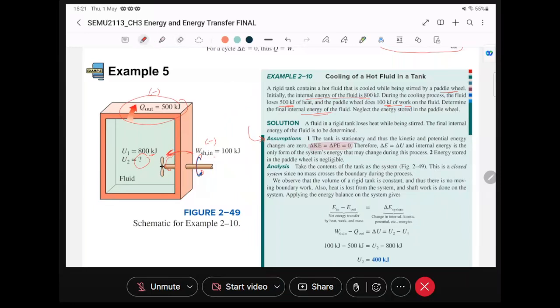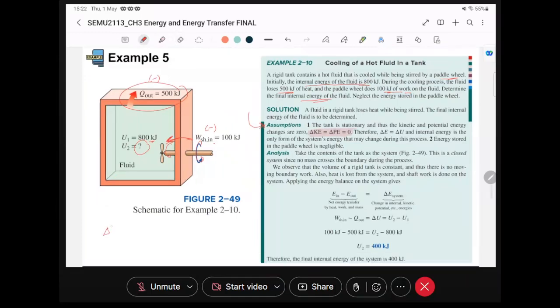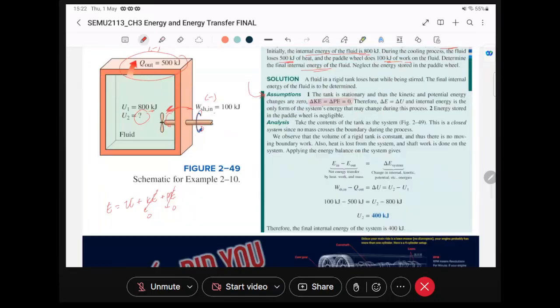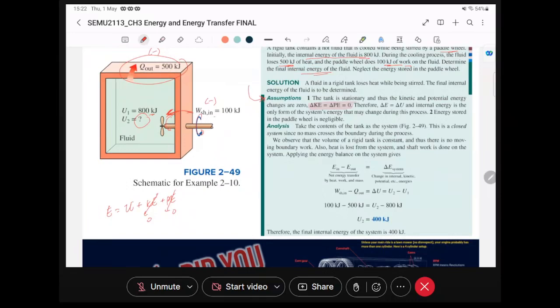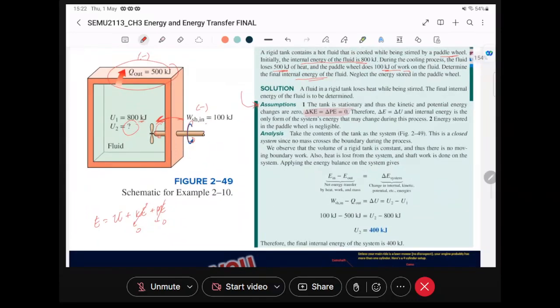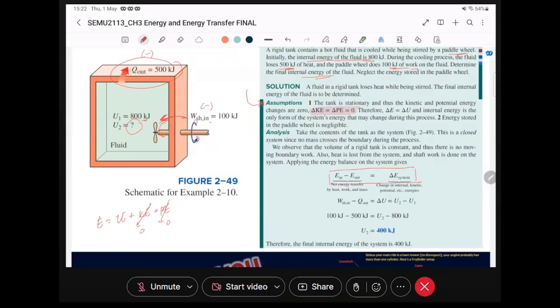Because of that, if you remember, E equals U, internal energy, plus kinetic energy, plus potential energy. When this is zero and this is zero, E equals U. Which means our equation, this part here, delta E, basically equals delta U.